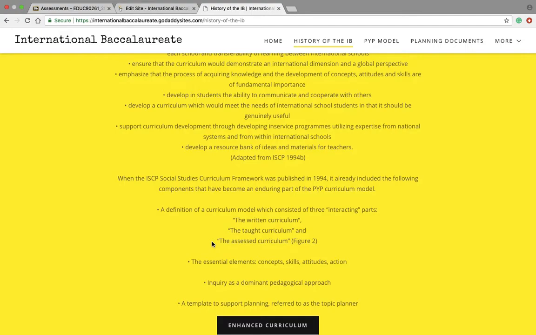It incorporated the essential elements of concepts, skills, attitudes, and action. We know that inquiry was a pedagogical approach, and it also offered a template to support planning, often referred to as a topic planner. Okay, let's move on to the new enhanced curriculum and take a look at how certain aspects and elements drive collaborative planning.